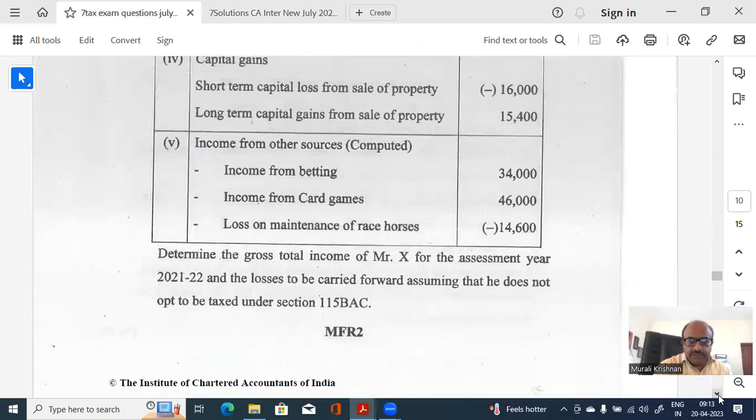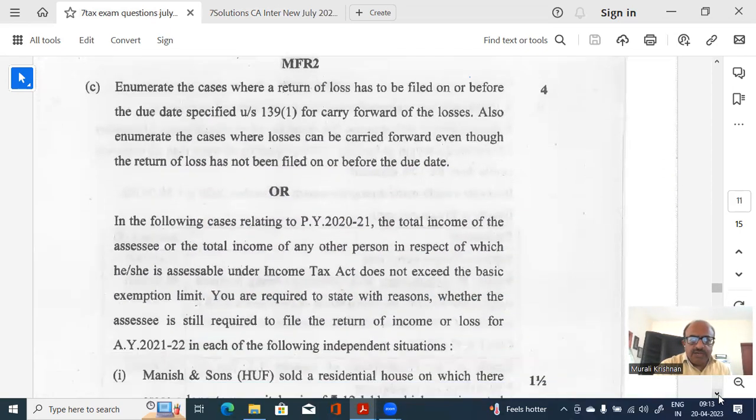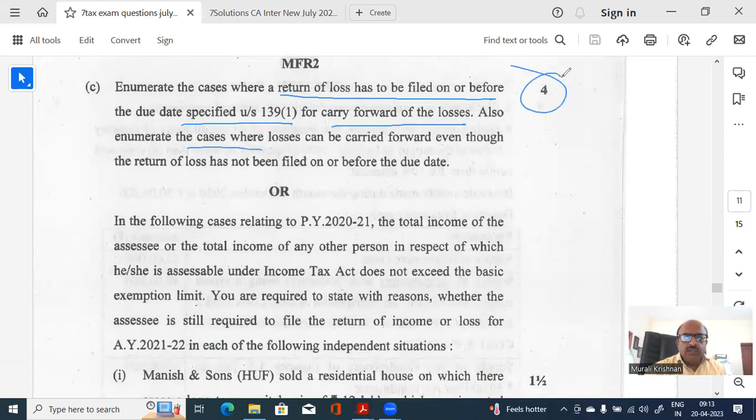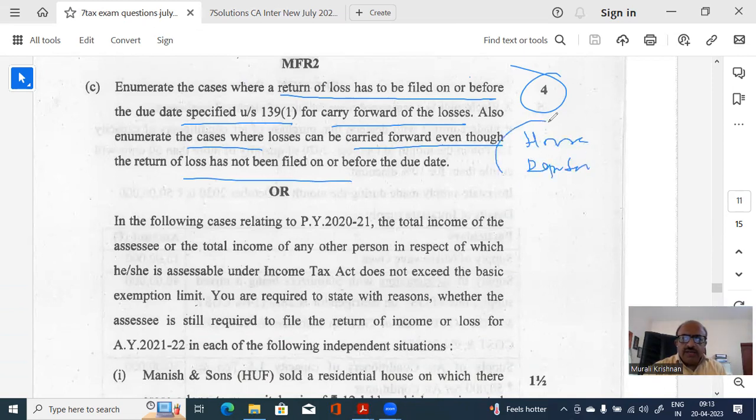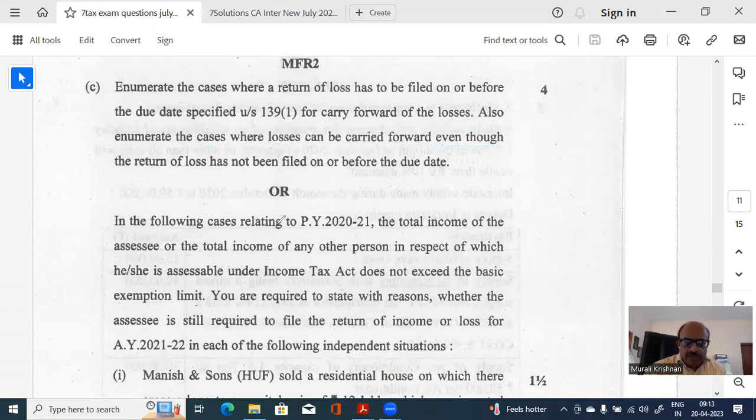Now let's look at the next. Enumerate examples where return of loss has to be filed before the due date for carry forward of losses. Also enumerate this, how much? 4 marks. Losses which can be carried forward even though return is not filed. It is very clear that only for house property and depreciation loss you can carry it forward even if you don't file the return. Other cases, if you don't file the return before the due date, it's gone. You cannot carry it forward. That's a theory question. So let me cover this question also, then we will go to the solution.